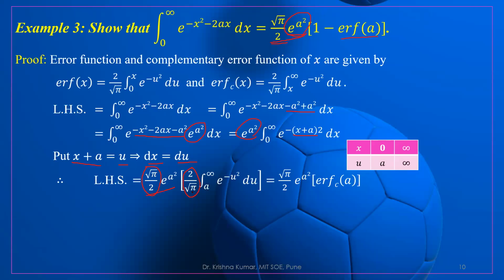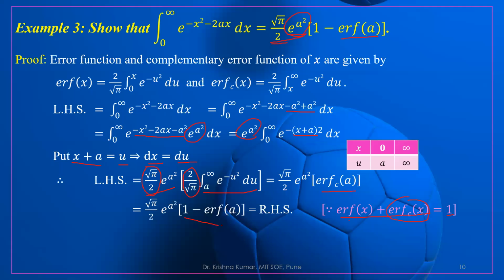The next part is 2 upon root pi, integral from a to infinity of e to the power minus u square du. This is nothing but the complementary error function of a. And what is the complementary error function of a? Again we know the formula: error function of x plus complementary error function of x is equal to 1. So its value is 1 minus error function of a. So this is the right hand side.